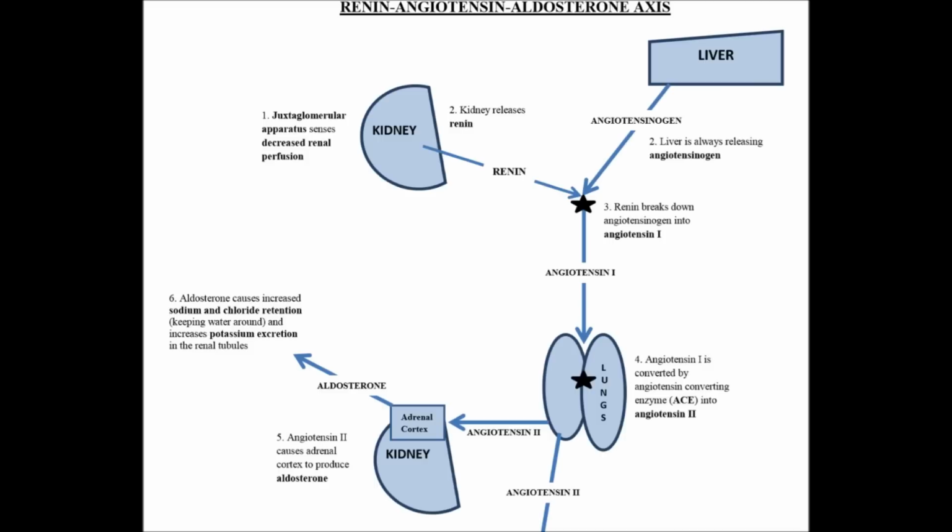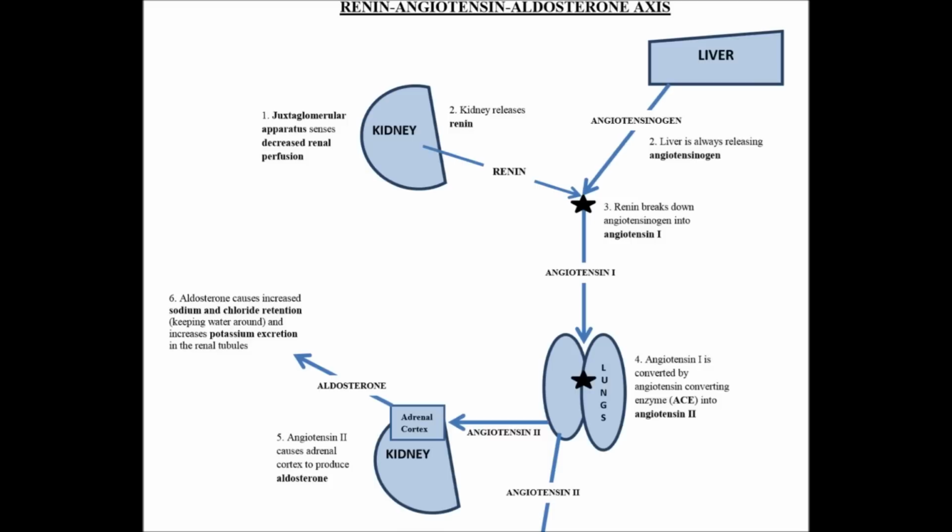So first of all, if you look at the top left of this diagram, when we start at the kidneys in step 1, the juxtaglomerular apparatus senses decreased renal perfusion. So we have dehydration, or maybe the person has heart failure, a systolic failure, where the heart muscle isn't pumping very well. So the kidneys say, man, we need more fluid. We don't have enough fluid and our blood pressure is low. And so what the kidneys will do is release renin, and that's that hormone renin.